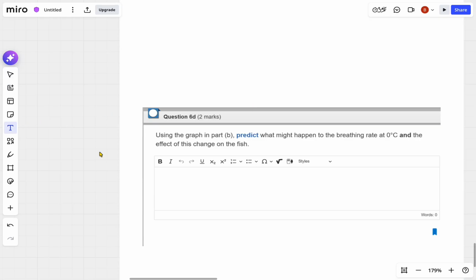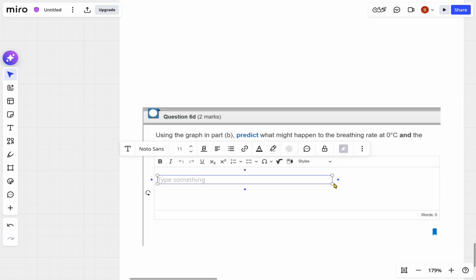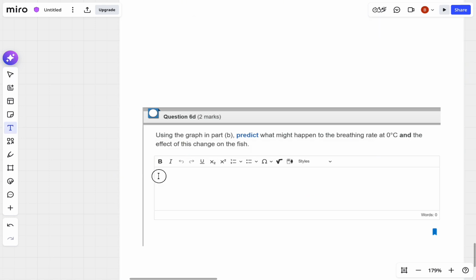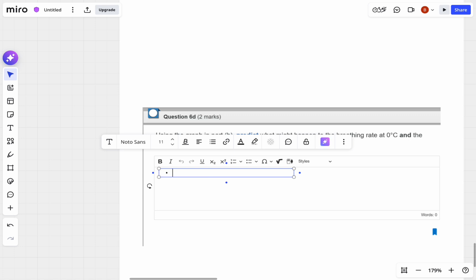Now we're doing question 6d. This is a common sense question, just asking us what might happen to the breathing rate at 0 degrees Celsius and the effect of this change on the fish. It's 2 marks, so we're gonna write it in 2 points. If you look at the graph, we see that in the beginning it rises, right? So if you decrease the value to 0 degrees, obviously it's gonna drop. So the breathing rate will decrease when you move to 0 degrees Celsius. Let me just write this as a point. The breathing rate will decrease at 0 degrees Celsius.